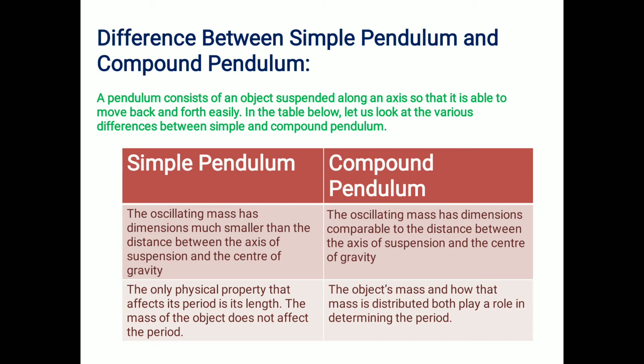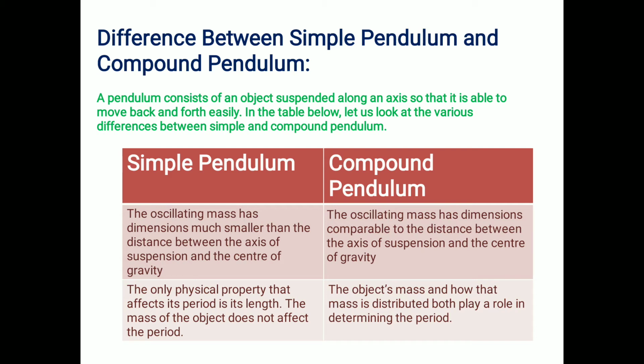That means the oscillating mass has dimensions comparable to the distance between the axis of suspension and the center of gravity. This comparison is nearly equal. Whatever the shape of that compound pendulum, it may be cylindrical in shape, it may be spherical in shape, or sometimes there is no definite shape of the compound pendulum, it may be any rigid body. So the dimension of that rigid body is nearly equal to the distance between the axis of suspension and the center of gravity. Okay, so I hope you understand what the first point is.